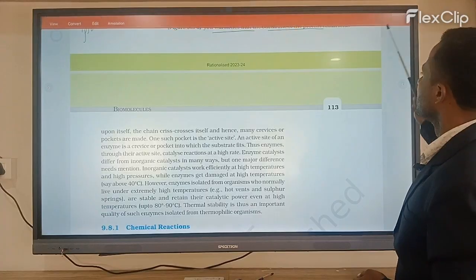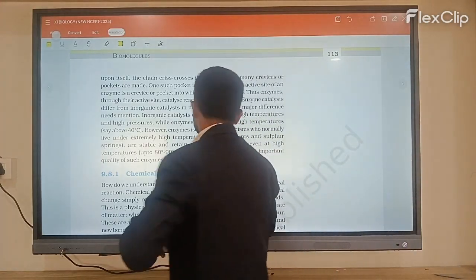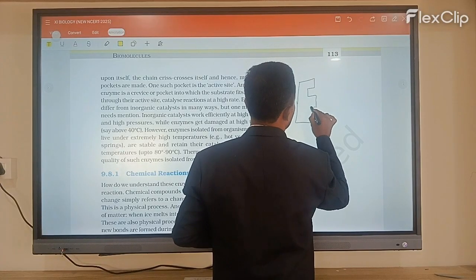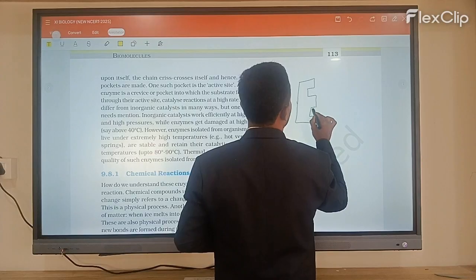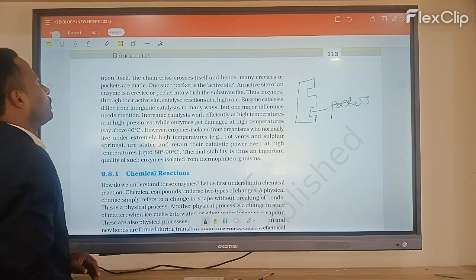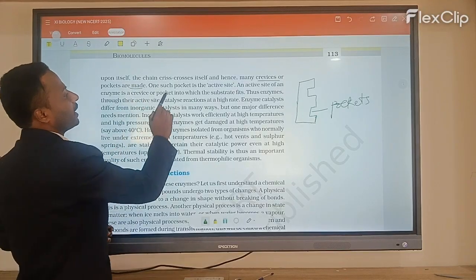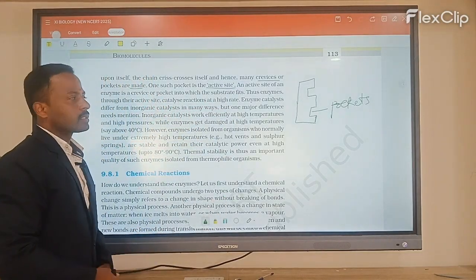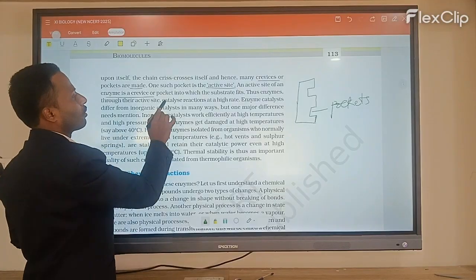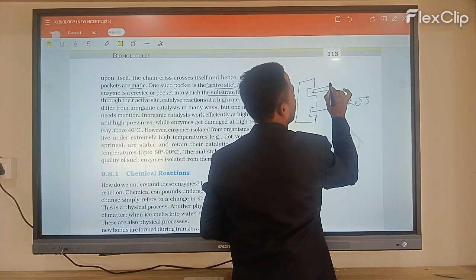This folding makes clefts or pockets. When you take one particular enzyme, it consists of some pockets. These crevices or pockets are called active sites. The active site is the crevice or pocket in the enzyme in which the substrate fits, so the substrate binds to the active site.